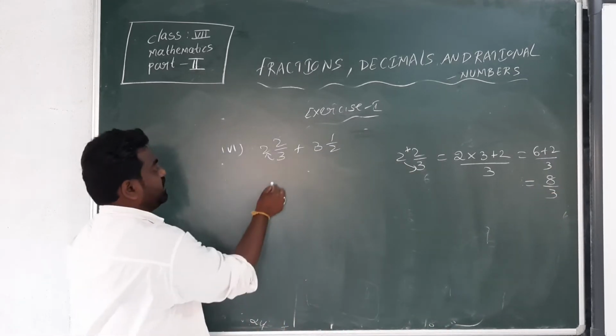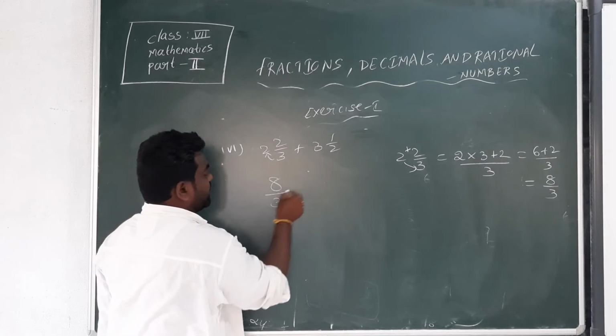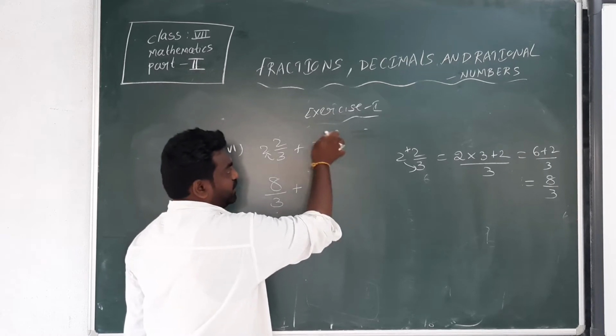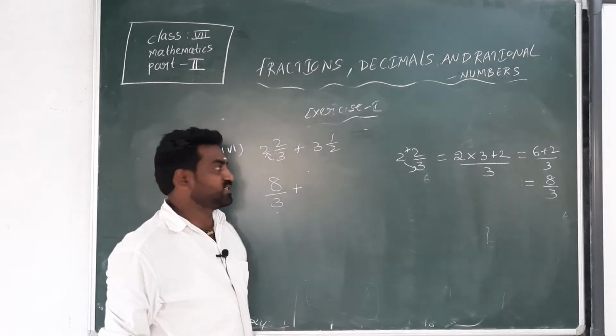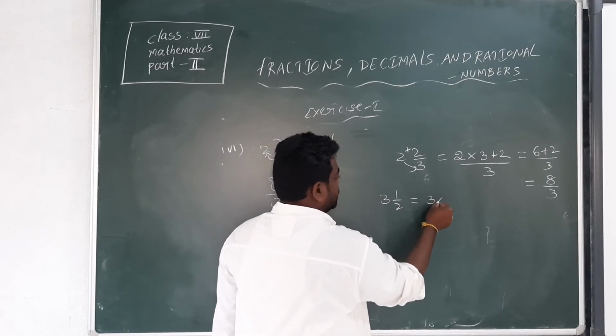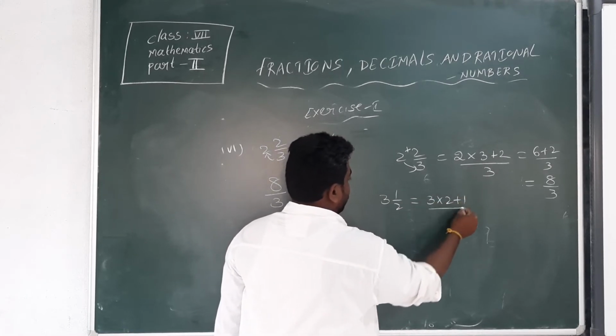8 by 3 plus 3 1 by 2. We convert into an improper fraction. 3 1 by 2 is equal to 3 into 2 plus 1 by 2.